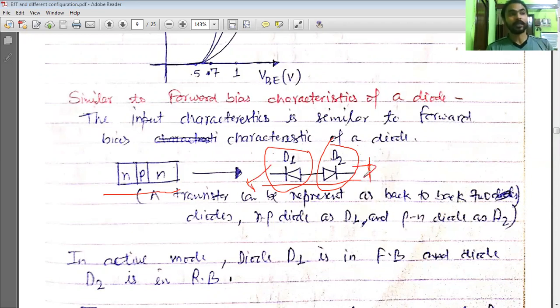And input variables belong to the forward bias diode, that is D1. Basically, input variables belong to diode D1, and diode D1 is in forward bias. So the input characteristic curve will be similar to the forward bias characteristic curve of a diode, that is D1.